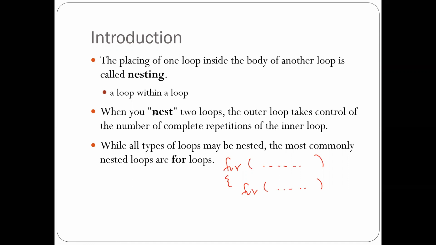Dia kata kat sini, when you nest two loops, the outer loop takes control of the number of complete repetitions of the inner loop. So, untuk completekan inner loop ni, dia based on outer loop. Selagi outer loop ni tak habis, lagi tu inner loop akan berjalan. While all types of loop may be nested, the most commonly nested loop are for loops.